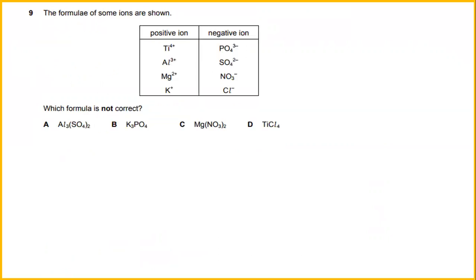The formulae of some ionic compounds are shown. Which formula is not correct? In this case, the answer for A is Al2(SO4)3, which is a chemical compound with the chemical name aluminum sulfate. So the formula which is not correct among A, B, C, and D is A.